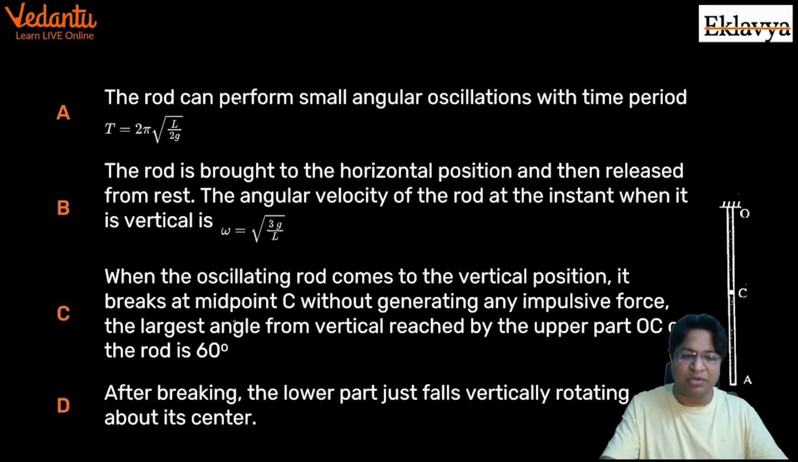This has become equal to the kinetic energy. So this is half into I, I is mL square by 3, into theta dot square. So from here you can get the value of theta dot square. Half gets cancelled, m gets cancelled, L gets cancelled. So it is 3g by L, and then theta dot will become root of 3g by L. So what does the option say? This is correct then.